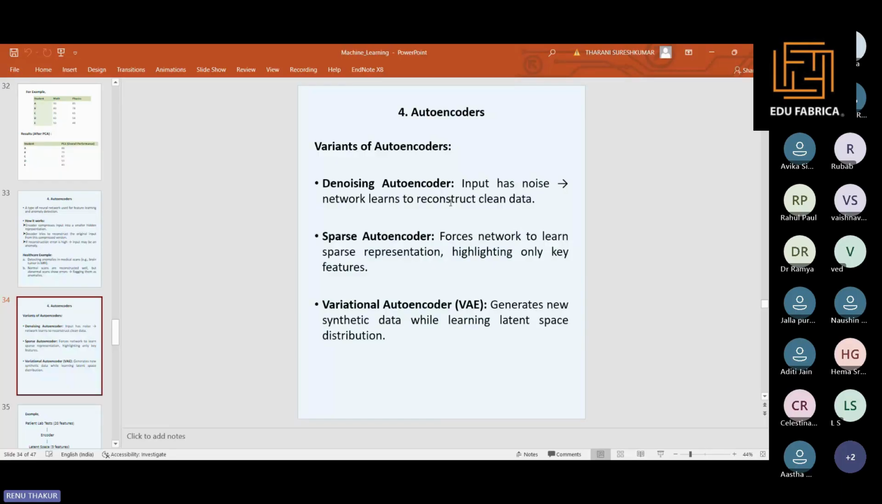Another model is the sparse autoencoder. The network is forced to use only a few active neurons in the latent space. This highlights the most important features, and it ignores unnecessary information. For example, if you give 20 lab tests, the sparse latent space only has the key indicators, like only three features.